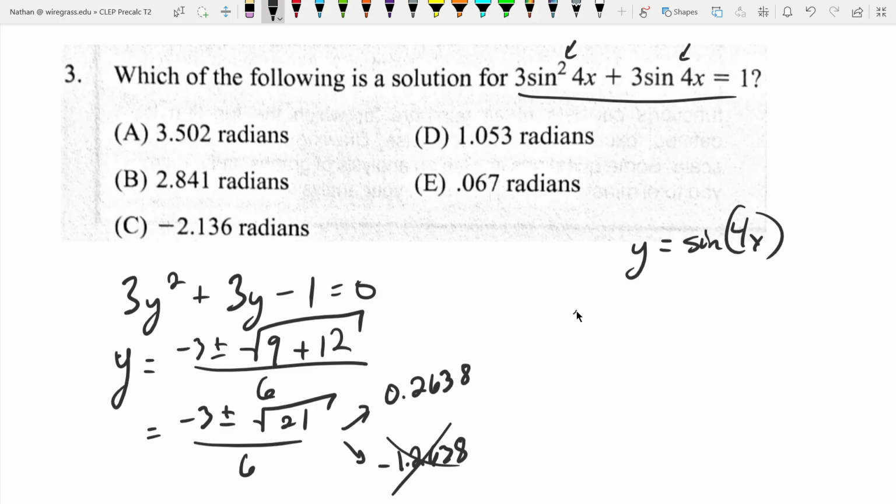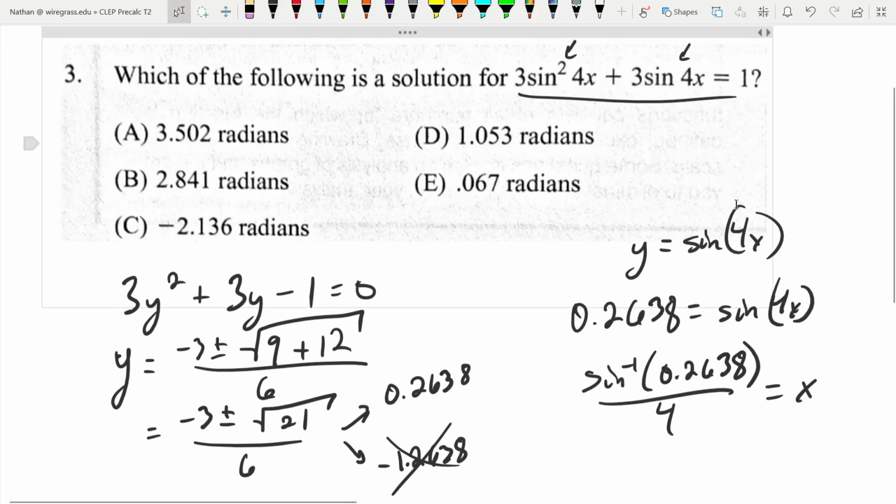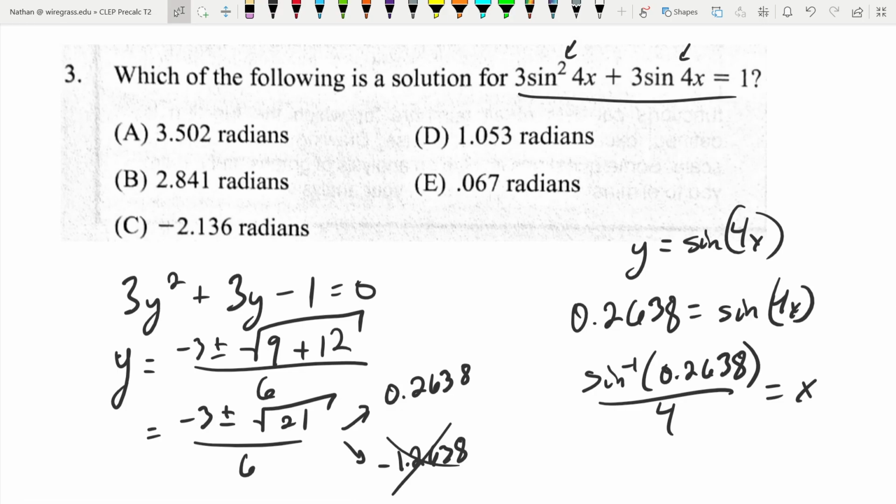Now we actually need to solve for x, so we're going to get 0.2638 equals sine 4x. So all we've got to do is take the inverse sine and then divide by 4, and that will give us one possible solution to this equation. So if I plug that into a calculator, let's go ahead and do that with the plus: sine inverse of 0.2638, and divide that by 4, and that gives us 0.067 radians.